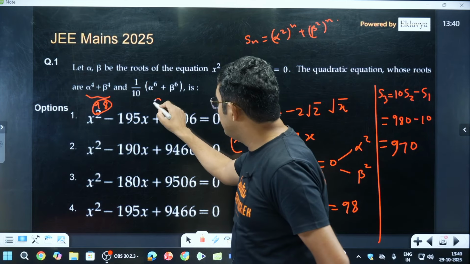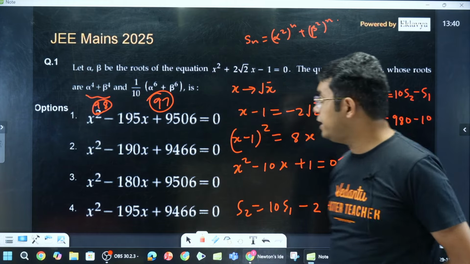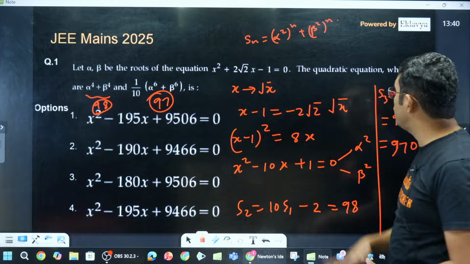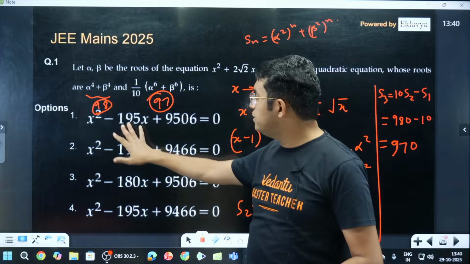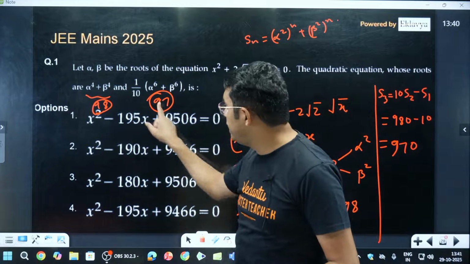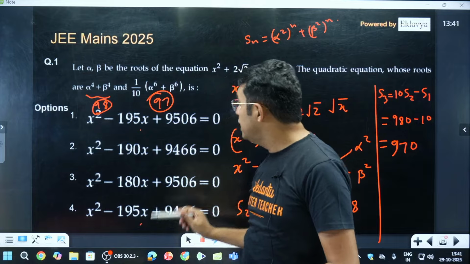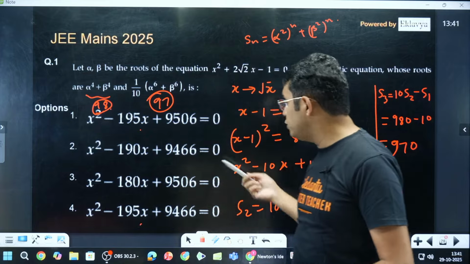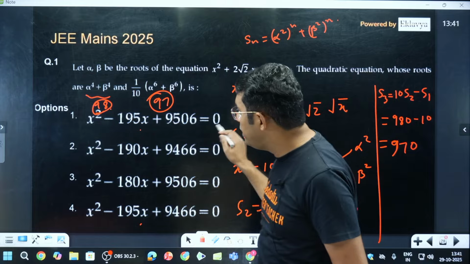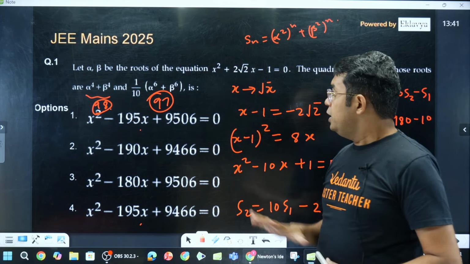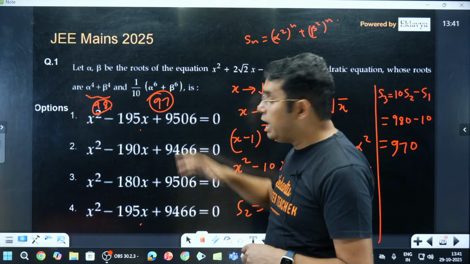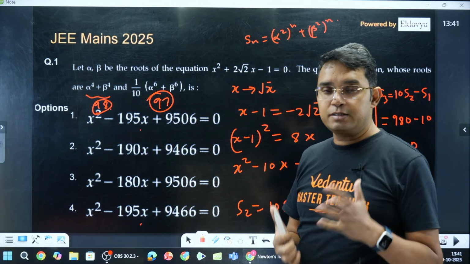Now this will be 97 because divided by 10 will give you 97. Then you know how to form the quadratic. Sum of roots will come with the coefficient of x. So 98 plus 97 is 195. So maybe this or this. And then for the product of roots, you have to multiply these two. You can check which one is correct. Probably A is correct.